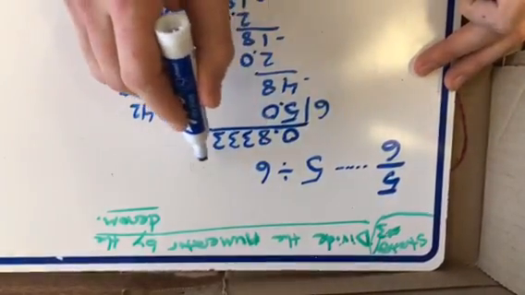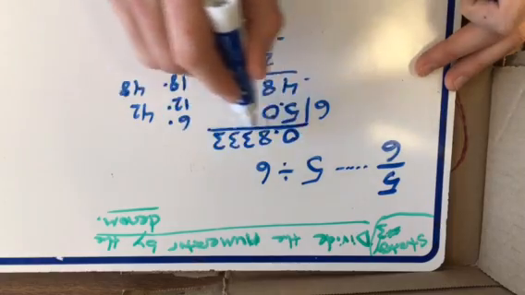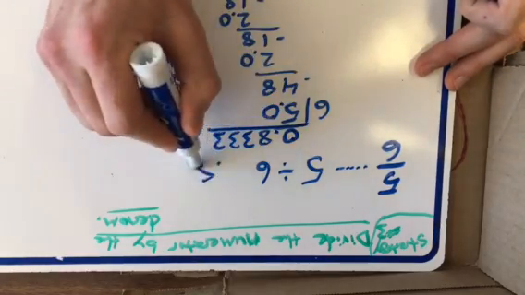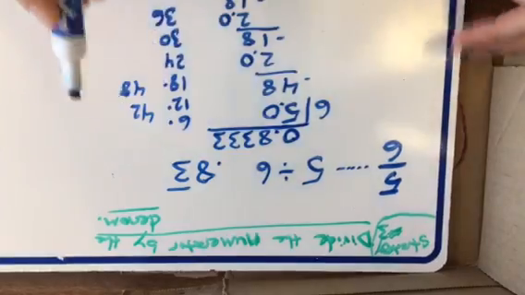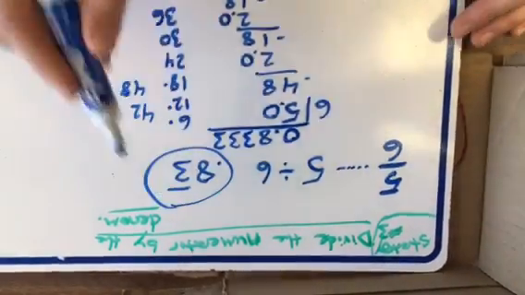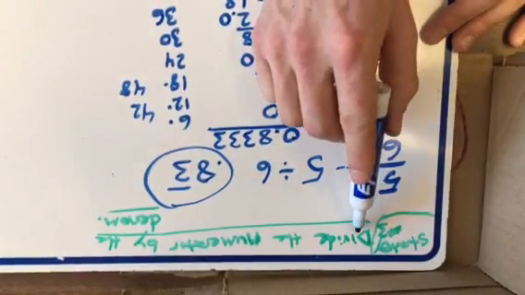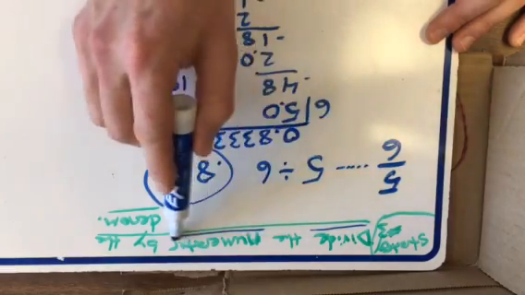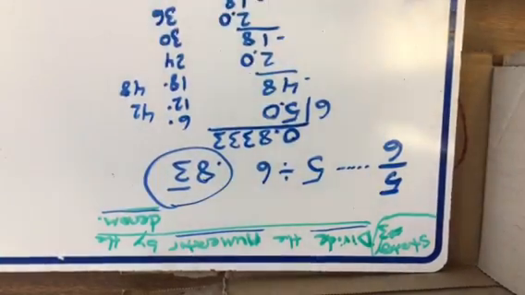Guess what? This is showing the decimal for 5/6, 0.83, and that 3 is going to repeat forever. This is how you find a decimal, by dividing the numerator by the denominator using long division.